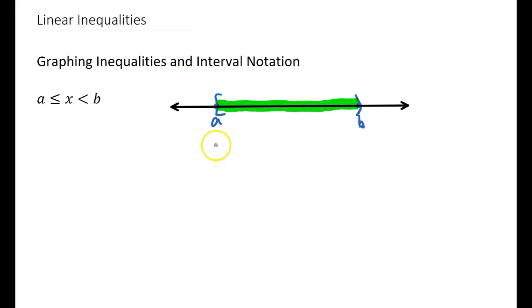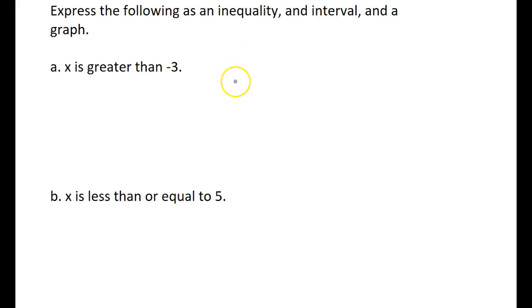We also have something called interval notation, and what it does is it looks like this. We're going to put a bracket at a, comma, b, parentheses. That means all values greater than or equal to a and less than b. So now that we know how to graph them on a number line and write them in interval notation, let's do some examples. X is greater than -3.